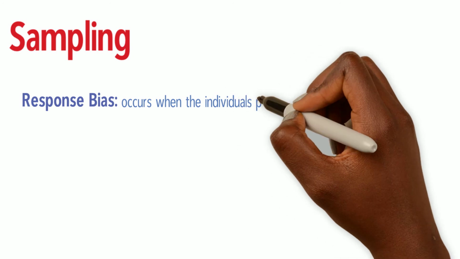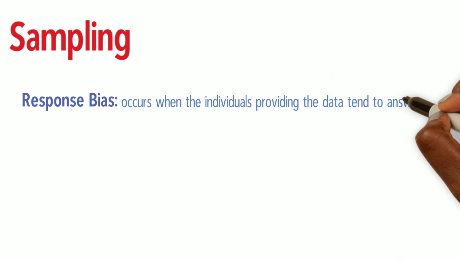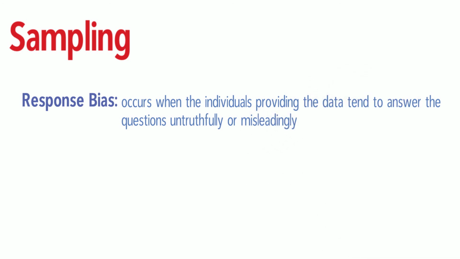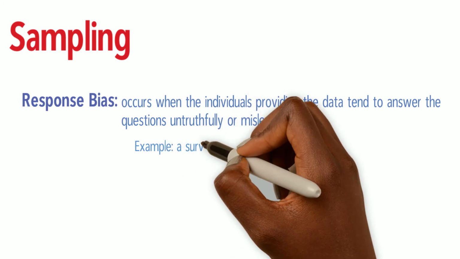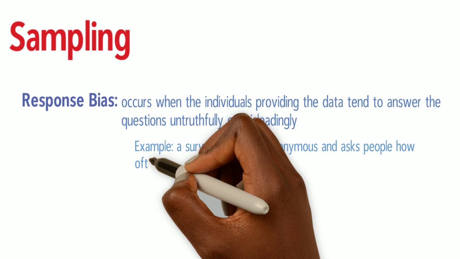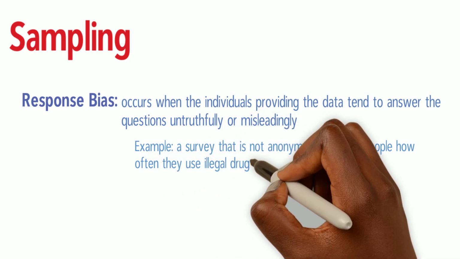Response bias occurs when the individuals providing the data tend to answer the questions untruthfully or misleadingly. This can occur, for example, when the individual feels pressure to answer a question in such a way that is socially acceptable instead of answering the question truthfully. An example of this could be a survey that is not anonymous and that asks people how often they use illegal drugs.